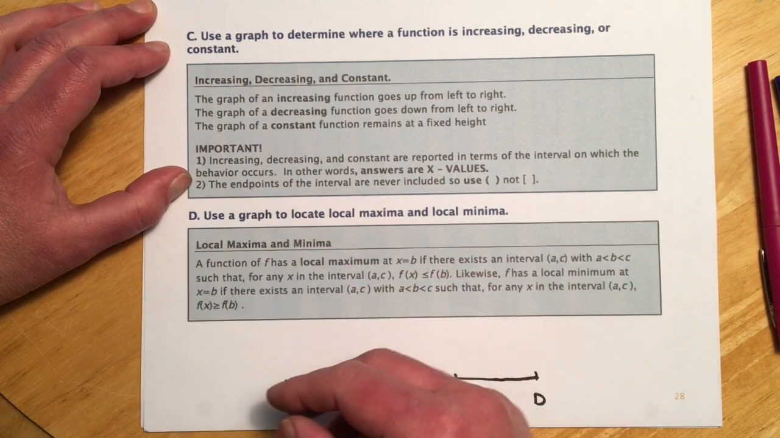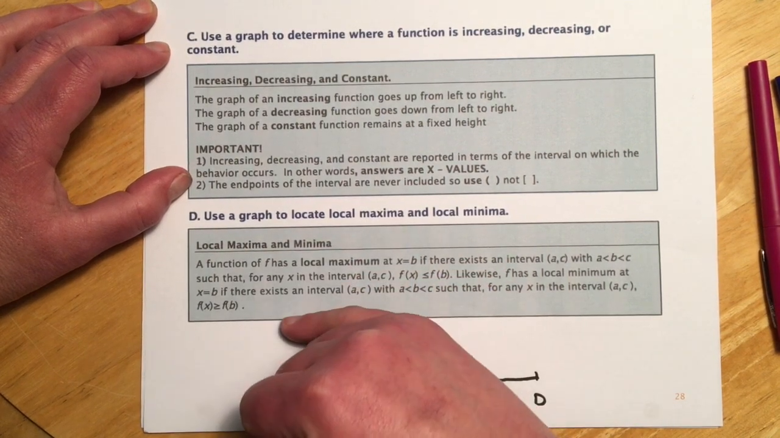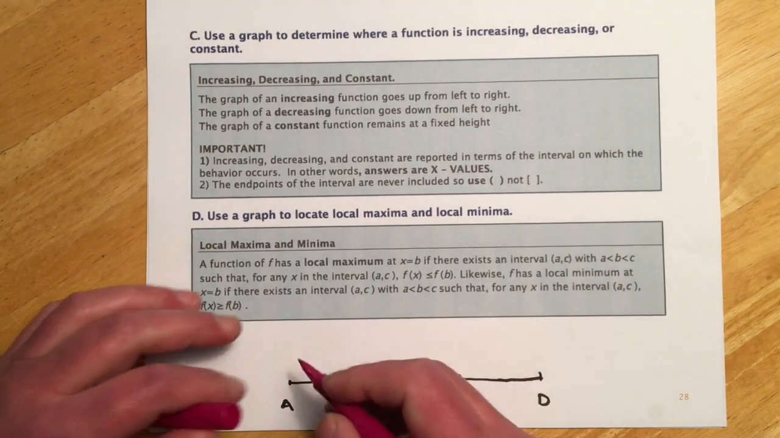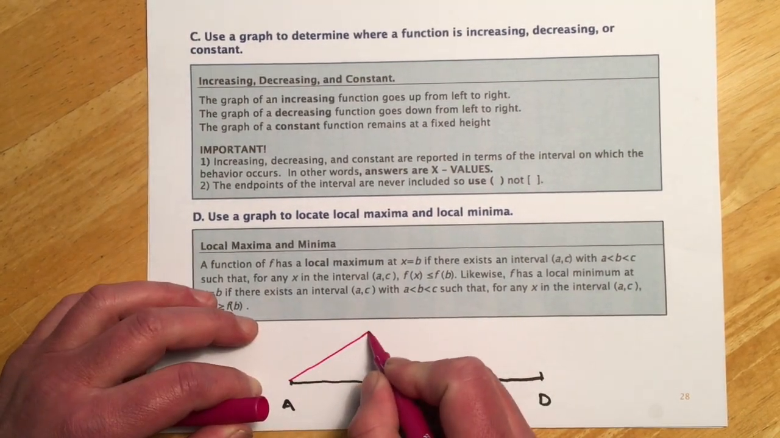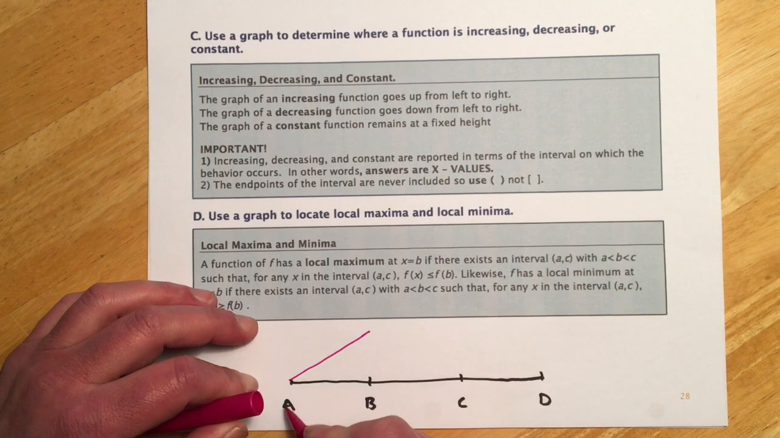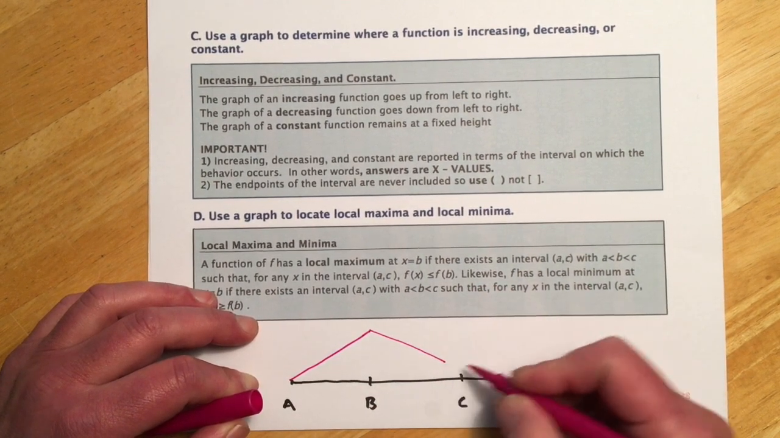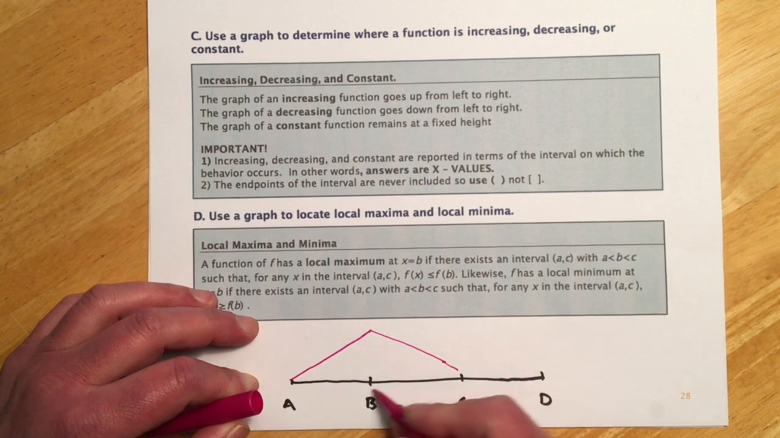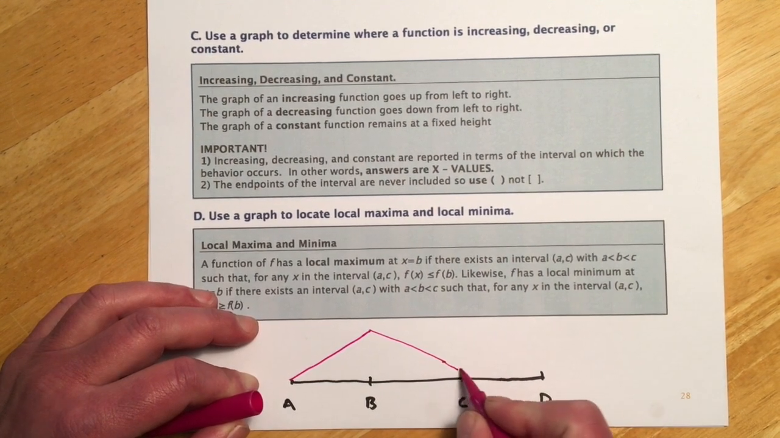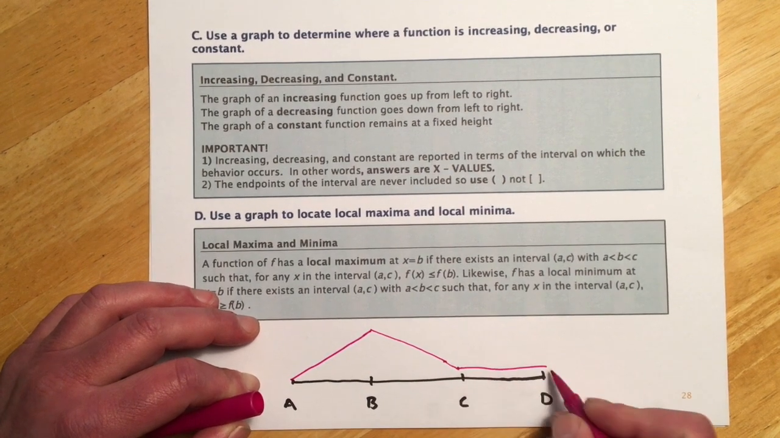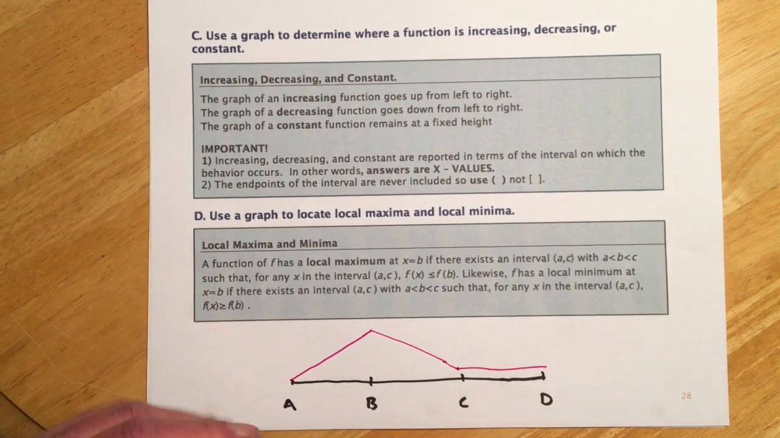So if we have some function, we're not saying it's increasing from here to here, we're saying it's increasing on this range. So for instance, if I had something that looked like this, I'd say it's increasing on the interval AB. And if I had something like that, I would say it's decreasing on the interval BC. And then something like that would be constant on the interval CD.